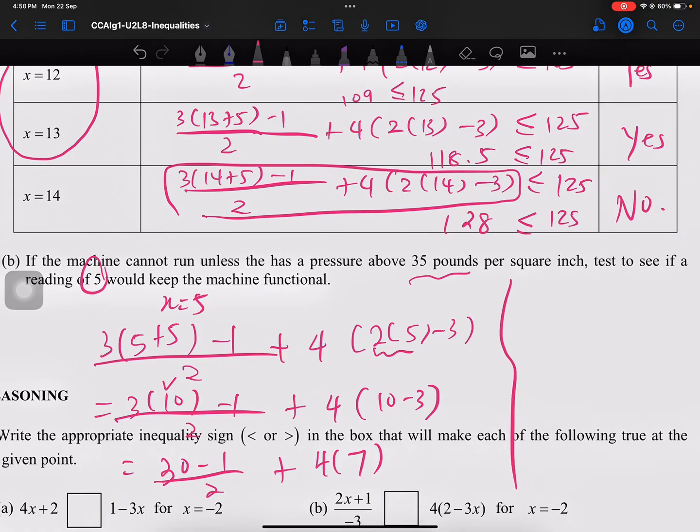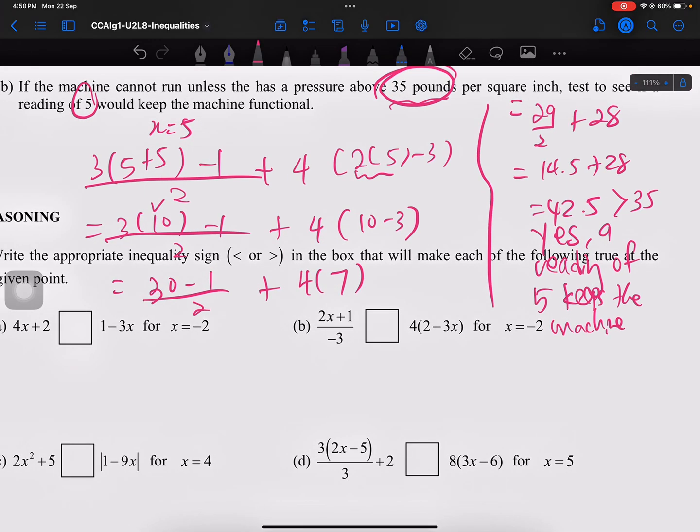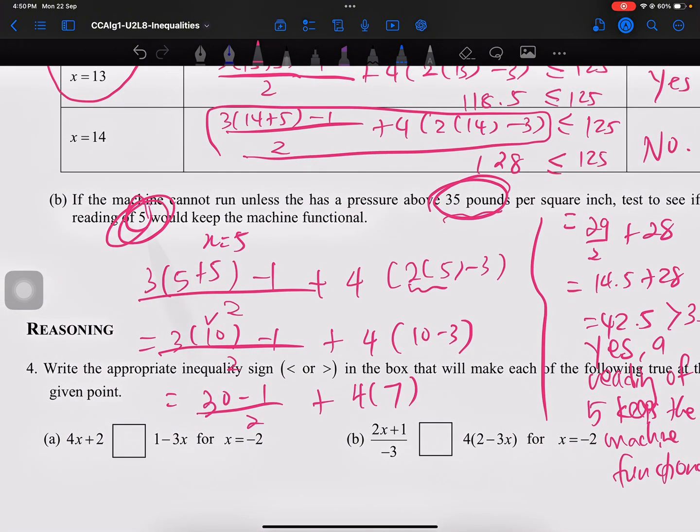Then continue, it is 29 over 2 plus 28. It is 14.5 plus 28, it is 42.5. So if you see 42.5, the requirement is above 35. So 42.5 is larger than 35. So the answer is yes. A reading of 5 keeps the machine functional. So this is the answer for B.